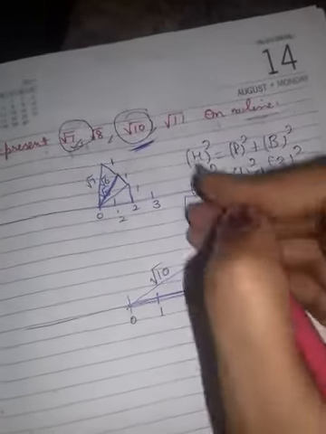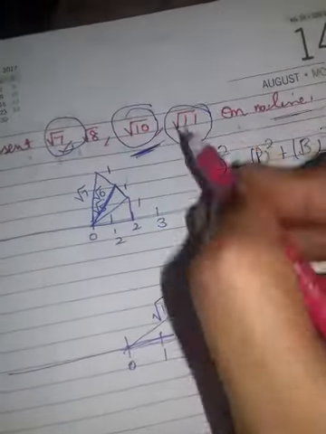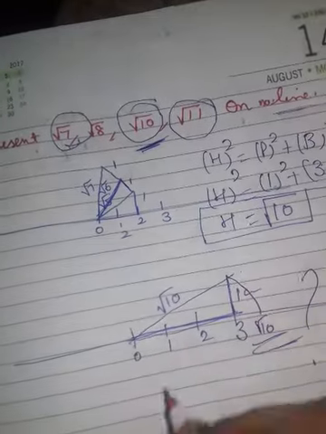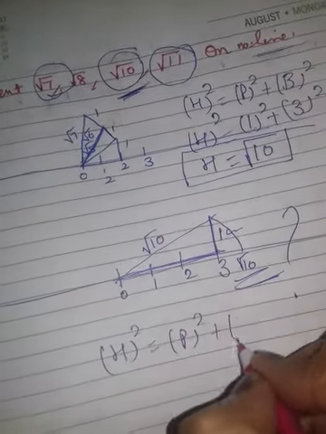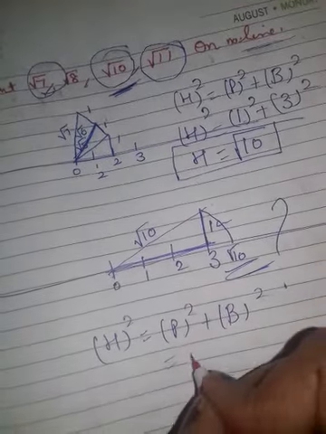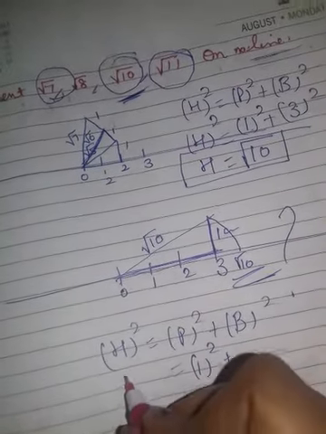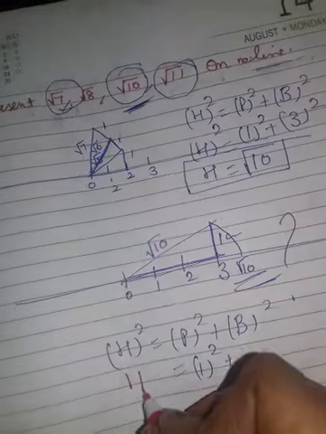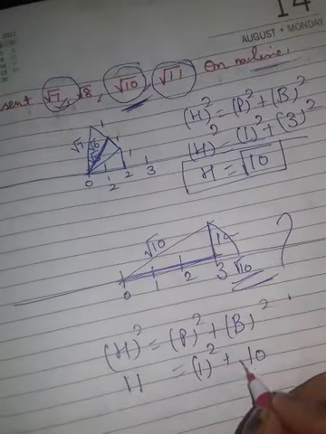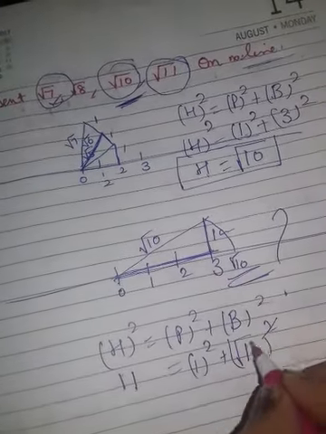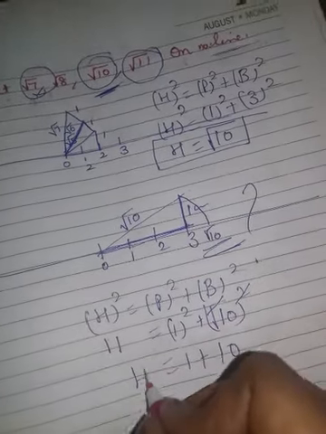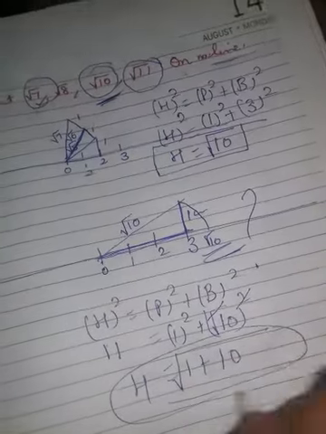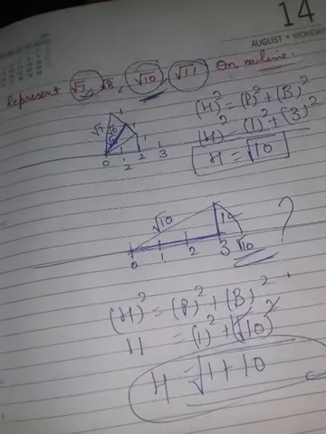I hope you are getting it. For root 11 you will take root 10 as a base. Root 10, see, h squared is equal to p squared plus b squared. P is your fixed 1 squared. Then what can I take to make it 11? Of course I have to take root 10. The square will cancel with the root, 1 plus 10. In this manner h will become your root 11. I hope you are getting it.